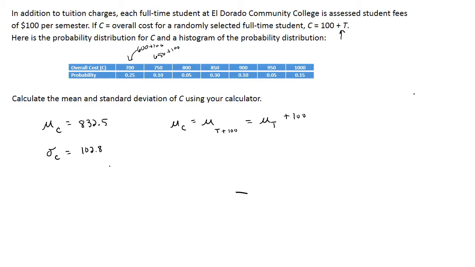And that's because just like in Chapter 2, when we add a constant to all the values or all the observations, it doesn't increase the spread. So the sigma of C is sigma of T plus 100, but then that's still just the same thing as sigma of T. You don't add 100 onto the measure of spread.